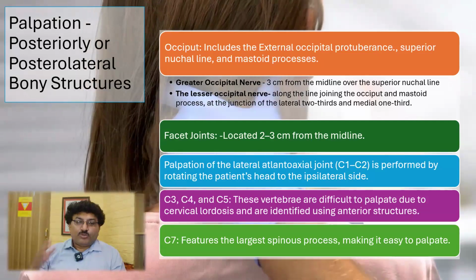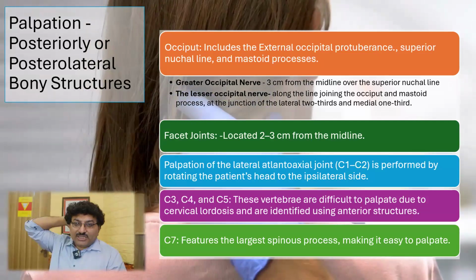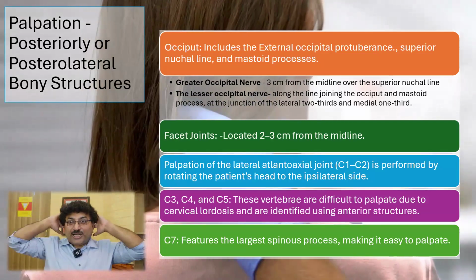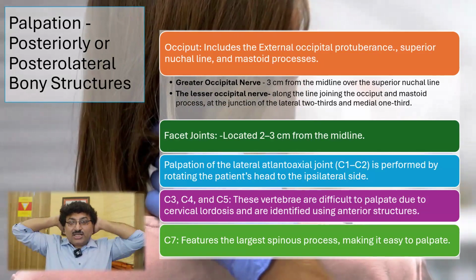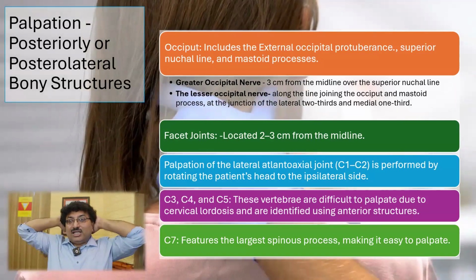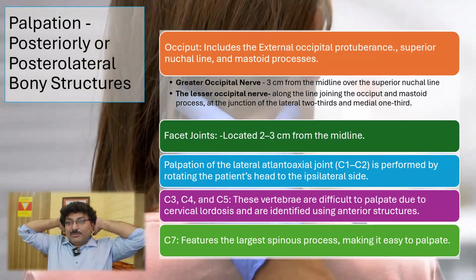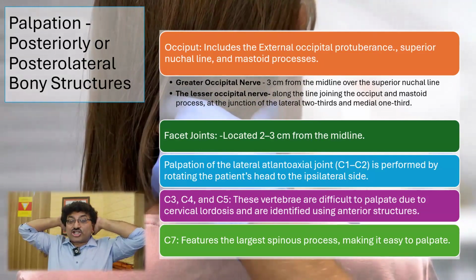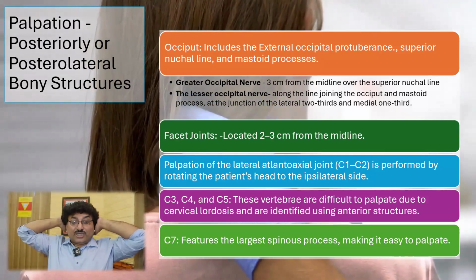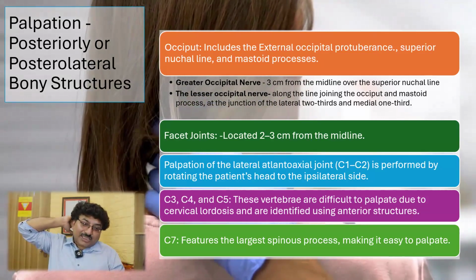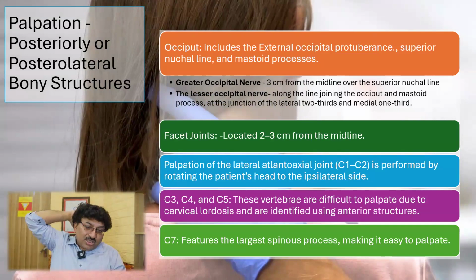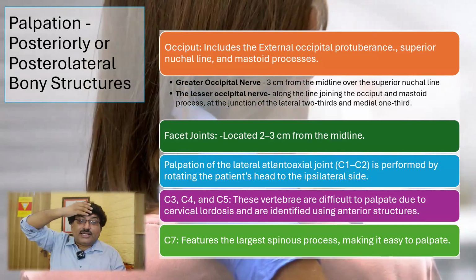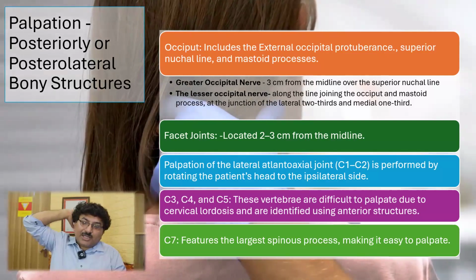Now going to the posterior side palpation. Posteriorly, we have to check the occiput, the external occipital protuberance, the superior nuchal line, and the mastoid processes. Remember, over the superior nuchal line, usually 3 centimeters from the midline, is the rough location of the greater occipital nerve. If you palpate pain there, the pain comes over the posterior part and sometimes up to the frontal bone as well. So it can radiate up to this area. If pain is reproduced, there could be a possible greater occipital neuralgia.